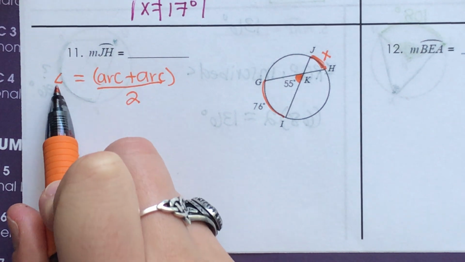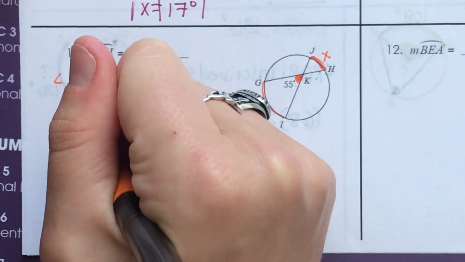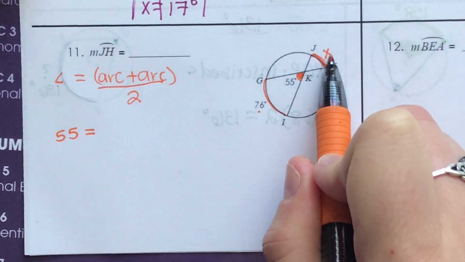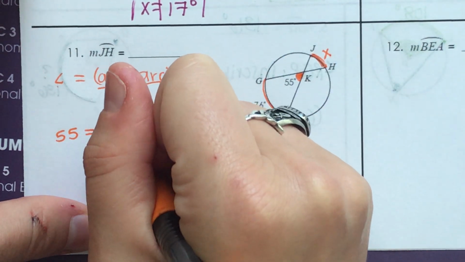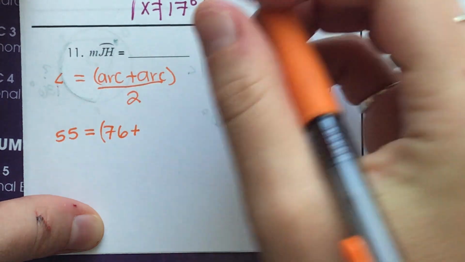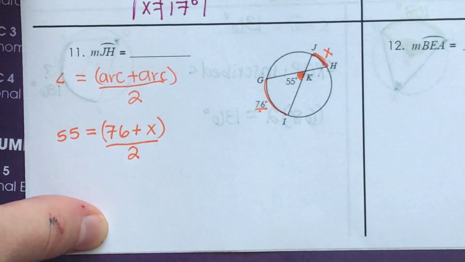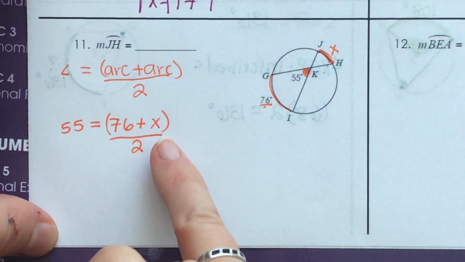So I already know the angle. The angle is 55 equals arc plus arc divided by 2. So my first arc is 76. My second arc is the unknown, the x. And I divide it by 2. And now it becomes an algebra problem. I want to get the x by itself.